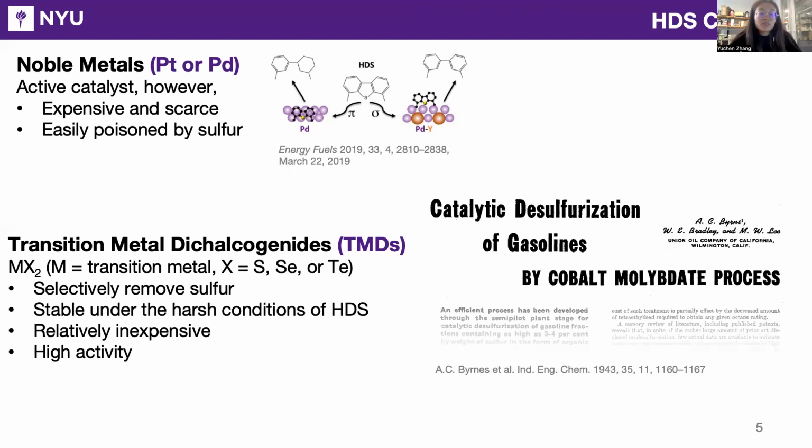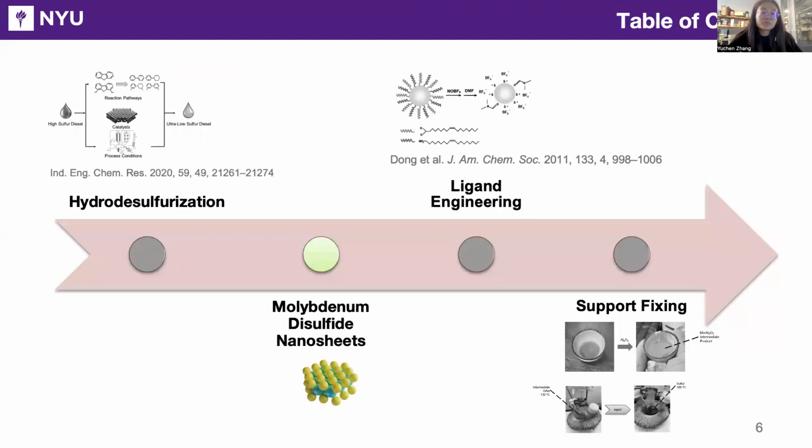A type of TMD material that is commonly used for HDS reactions is molybdenum disulfide, or MoS2. We can see that these materials have been used for almost a century, but the question is, how can we improve them? Here is why we are interested in the nanoscale of MoS2. I'm going to introduce MoS2 nanosheets.